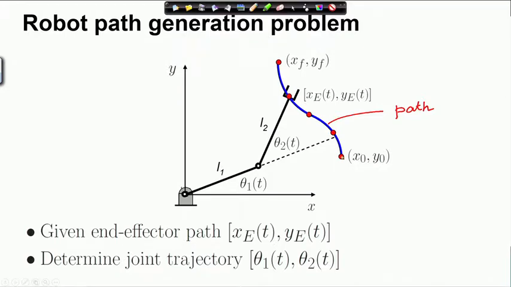So, we are given the end effector path in terms of x e and y e as a function of time. These are specified. As a function of time, I know how x e and y e vary. We have to determine the corresponding joint trajectory or the joint velocity.